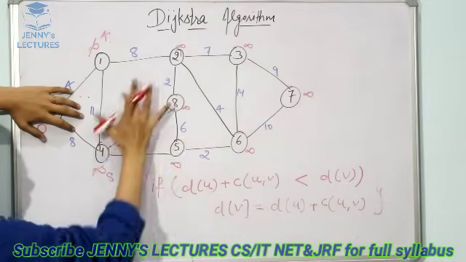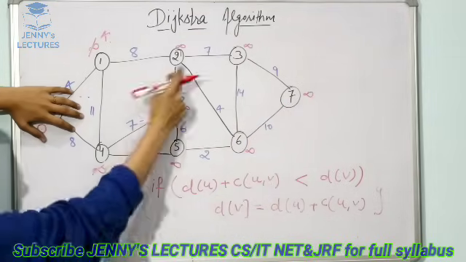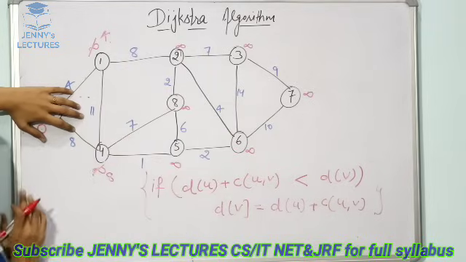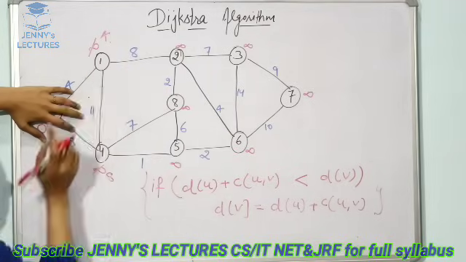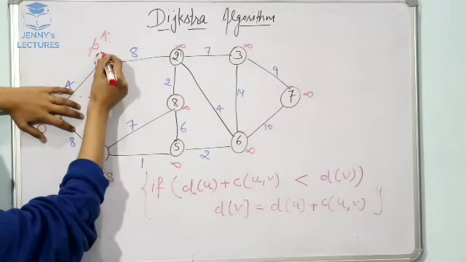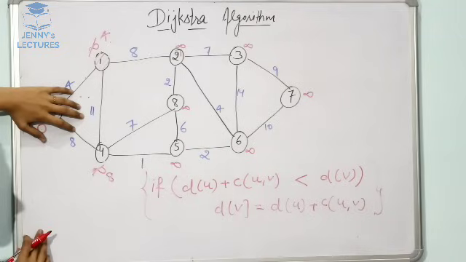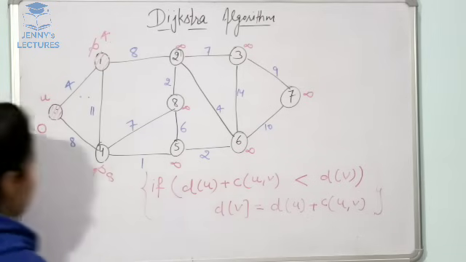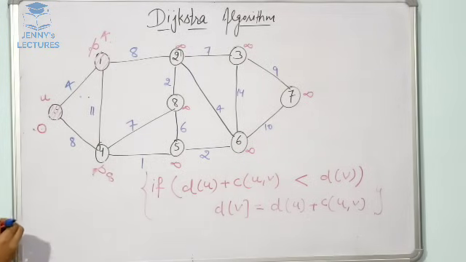Now select the shortest distance. The shortest distance out of these is 4. Okay. Now we will select this vertex. This vertex is now selected. Okay. Now see, this vertex is now selected.